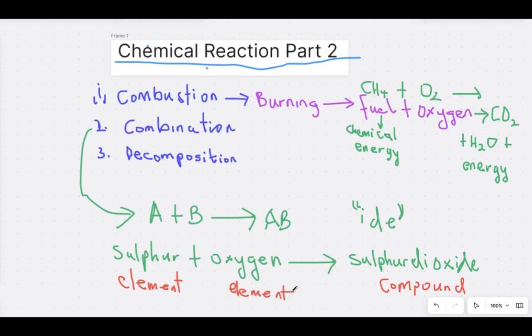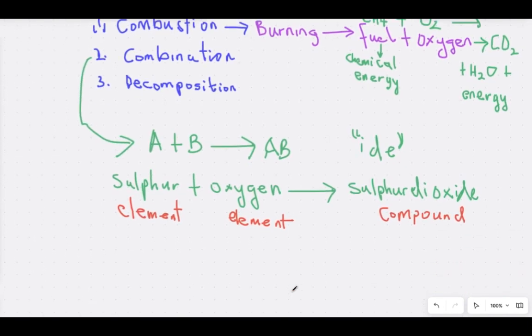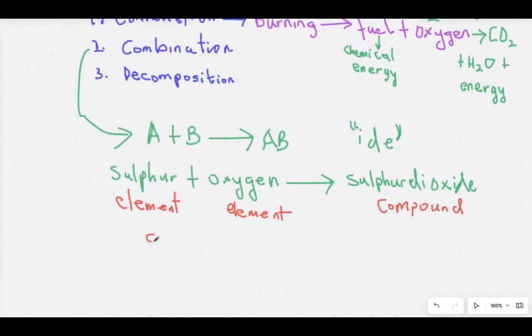So if we use symbols to represent this, we will have S plus O2, you get sulfur dioxide, SO2. Is that okay? So this sulfur dioxide is chemically different from sulfur and chemically different from oxygen. It's also physically different from sulfur and also physically different from oxygen. So you see a new compound is formed.